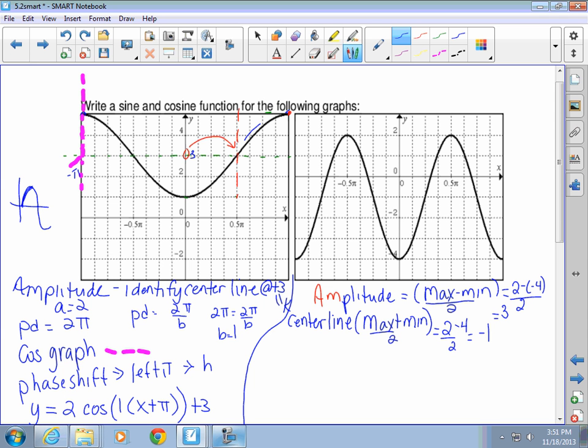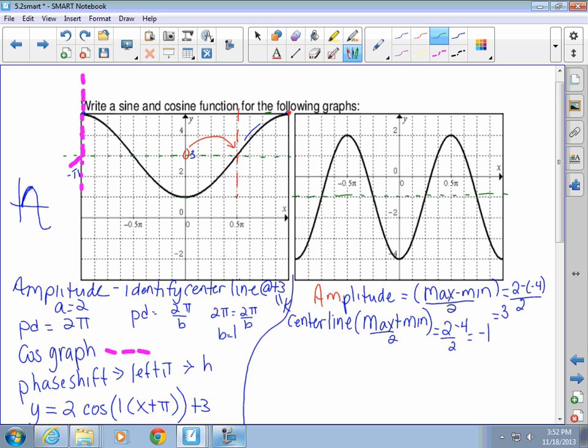So I'll do my center line. I'll do it in the same colors as I did here. So center line now for this one, instead of being at 0, says that it's now going to be at my -1. Okay? So now I take a look at this and figure out my period.